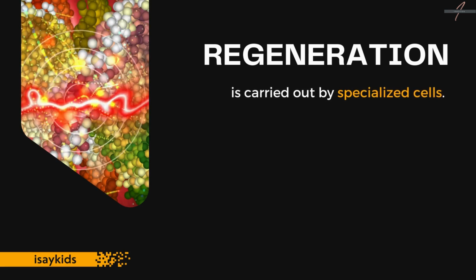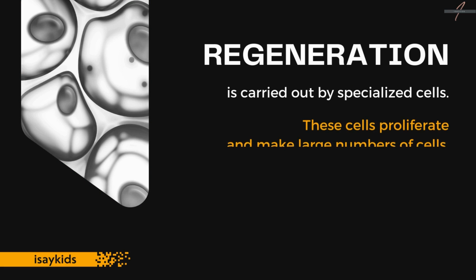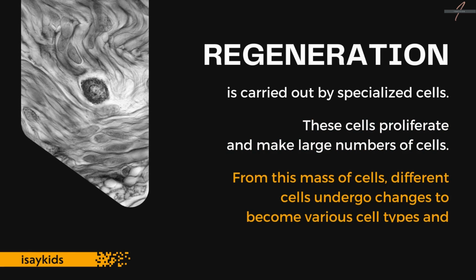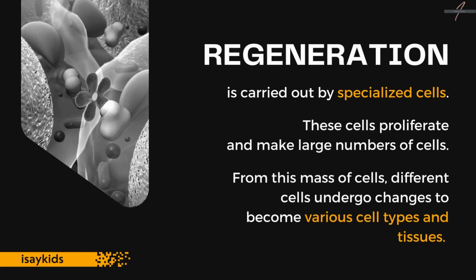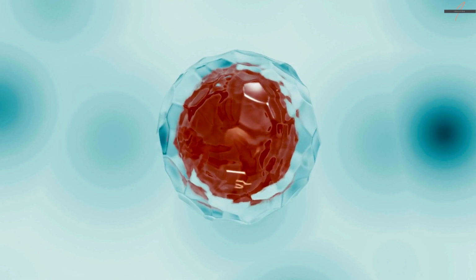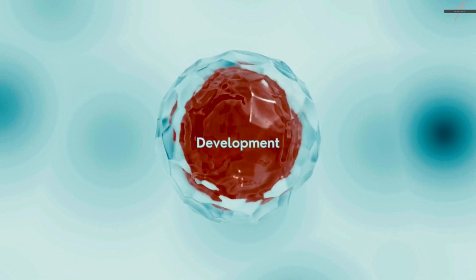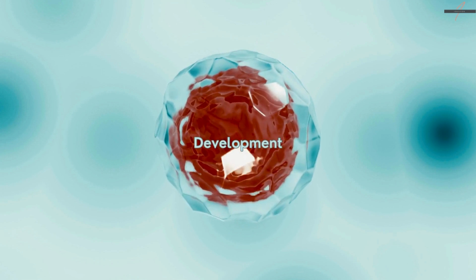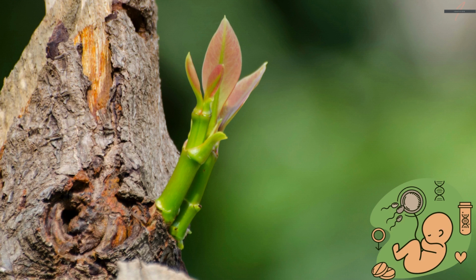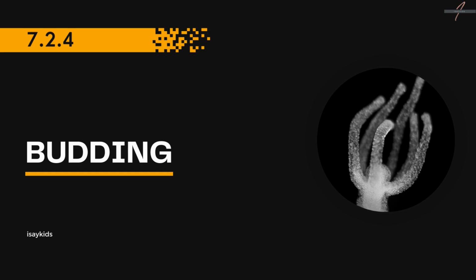Regeneration is carried out by specialized cells. These cells proliferate and make a large number of cells. From this mass of cells, different cells undergo changes to become various cell types and tissues. These changes take place in an organized sequence referred to as development. However, regeneration is not the same as reproduction, since most organisms would not normally depend on being cut to be able to reproduce.